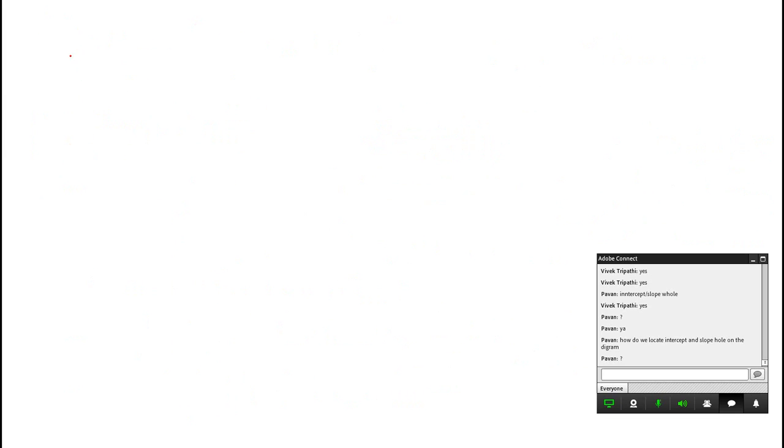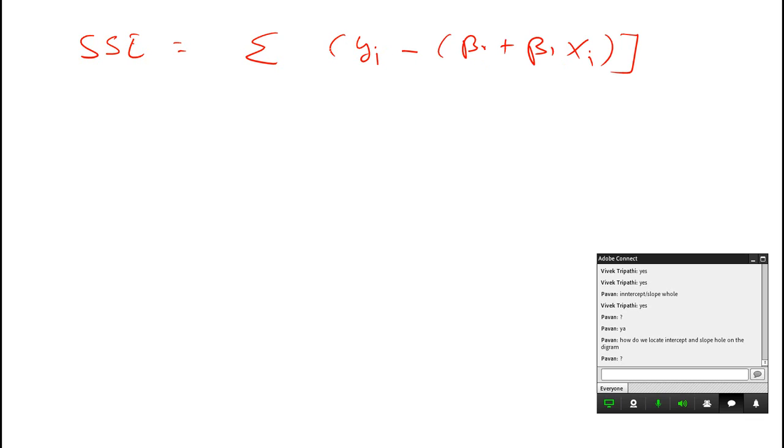Now we have the sum of the errors, the square sum of the error, which is equal to the sum of yi minus (beta naught plus beta 1 xi) all square, for i equal to 1 to n. Hope it is clear, right? Now this is the sum of the errors. Now the condition in OLS, OLS stands for ordinary least square.